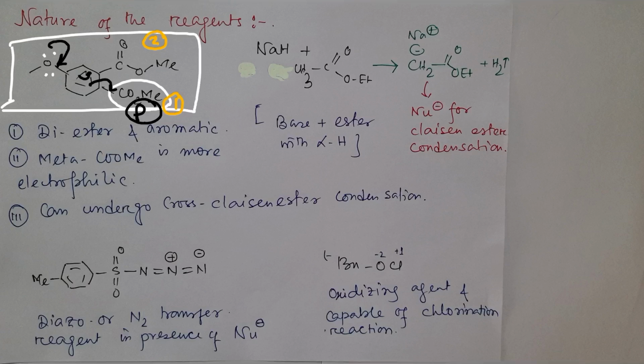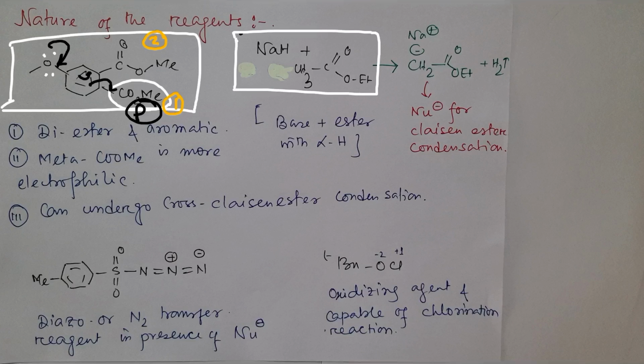This is the aromatic ester, diester, and we know that ester can undergo Claisen ester condensation, but the condition is it must have alpha hydrogen. Fine. Okay, so let's discuss. By the way, I have already uploaded a dedicated lecture on Claisen ester condensation. Please visit that lecture for better understanding. Fine. So now let's look at the second reagent, that is sodium hydride along with ethyl acetate.